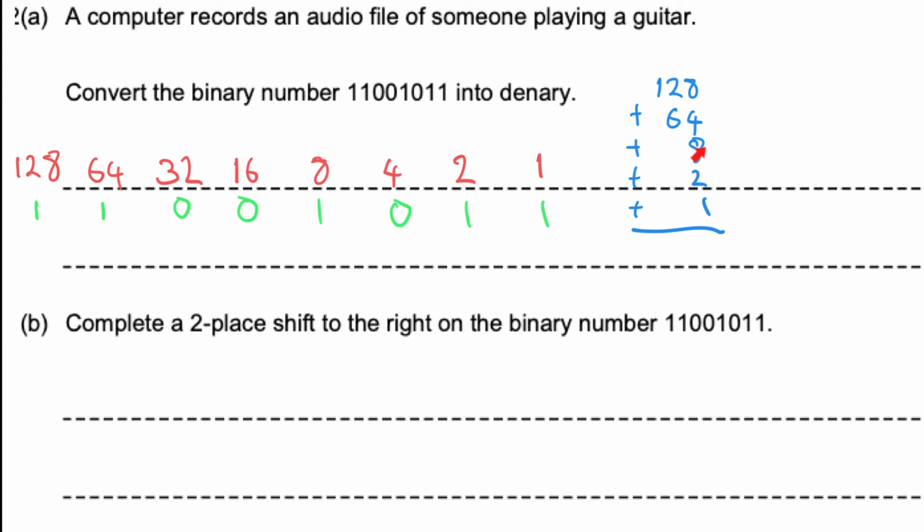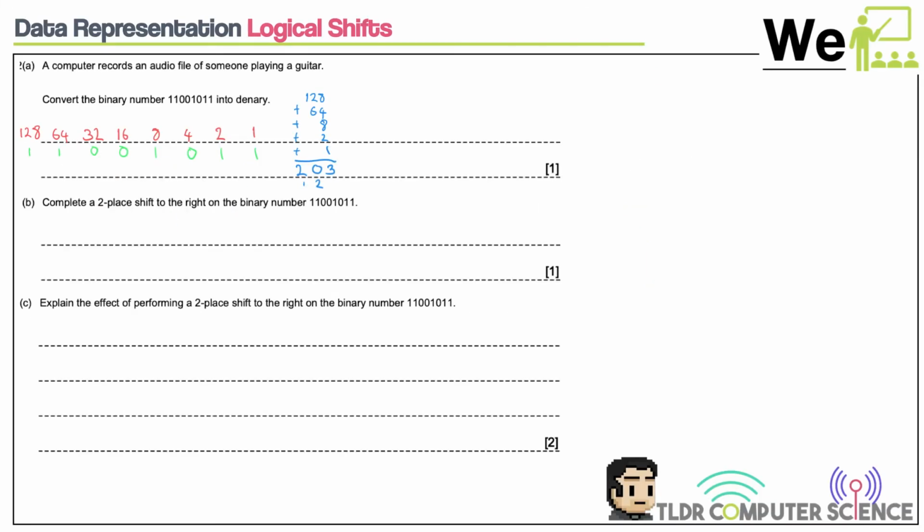So 2 plus 8 is 10, plus 8, 18, plus 4, 22, plus 1, 23. So we've got 3, and then we're going to carry the 2. 2 plus 6 is going to give us 8, plus 2 is going to give us 10. So that's 0, carry the 1. So our final answer will be 203. Let's move on to the next question, and it's about logical shifts. Complete a 2-place shift to the right on the binary number here.